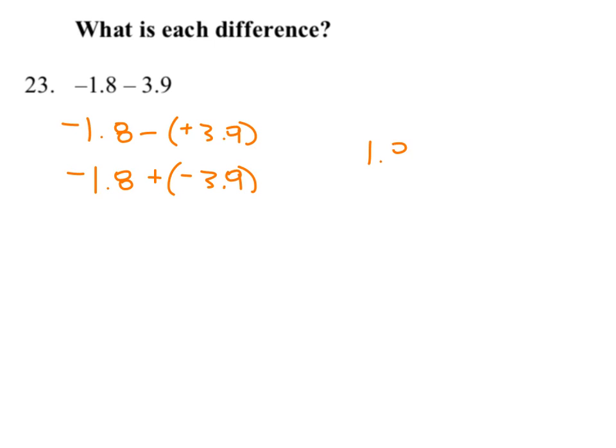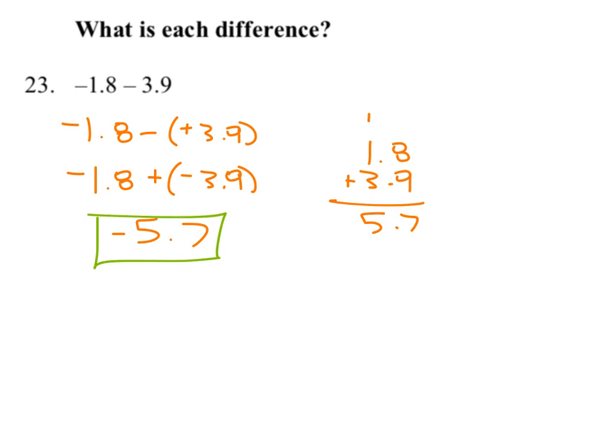So what we can do is we can just add the numbers 1.8 and 3.9, and we get 5.7. We know that they're negatives though, so that's negative 5.7. That's it.